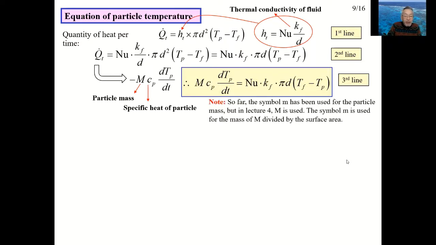Note the symbol here. So far, the symbol small m has been used for the particle mass, but in this lecture, large M is used for the particle mass. The symbol small m is used for the particle mass divided by the surface area.